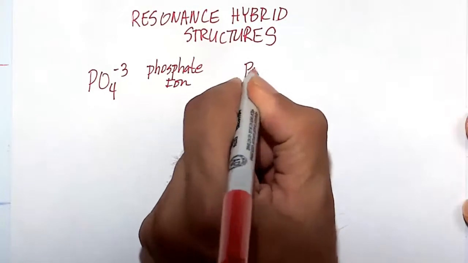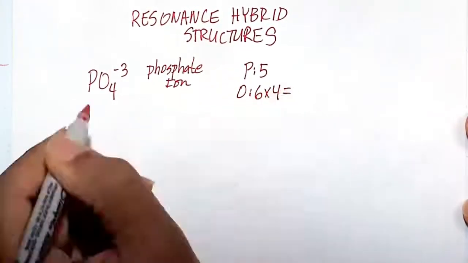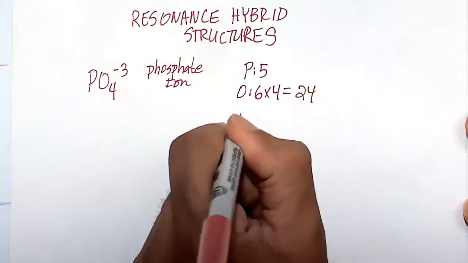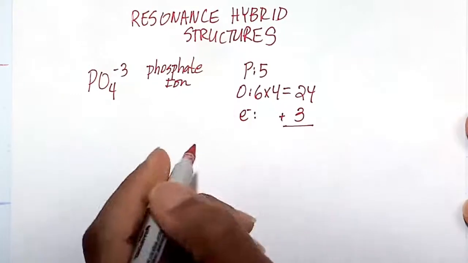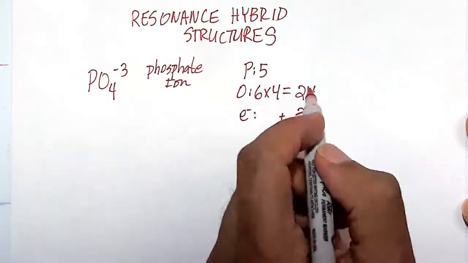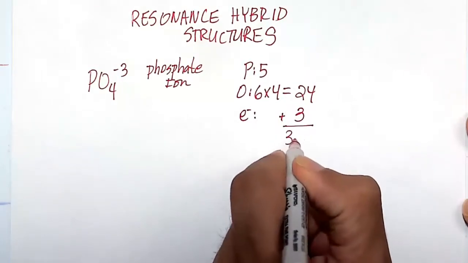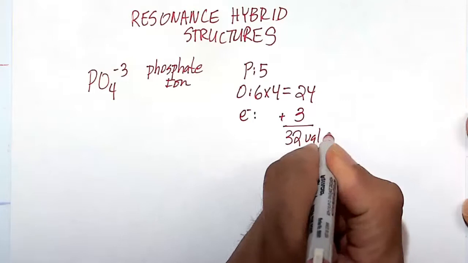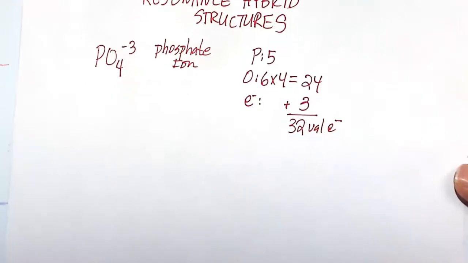So P is happy at 5, oxygen is happy at 6, but we have 4 of them, so 6 times 4 is 24, and then -3 means we've gained 3 electrons in order to become the phosphate ion. So 5 plus 24 is 29. 29 plus 3 is going to be 32. So our goal here is to get 32 valence electrons across the phosphate ion.